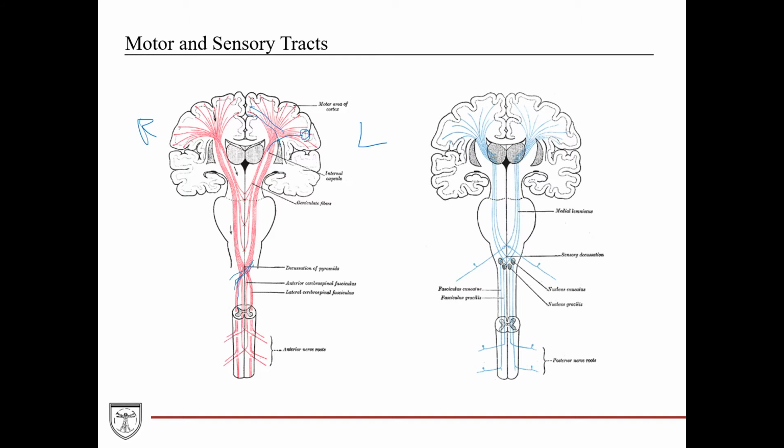So if you have a stroke in the left side of the brain, you're going to have symptoms on the right side as far as motor and sensory go. Again, if you have a stroke on the right side of the brain, it's going to come down and affect the left side. Same thing with sensation.